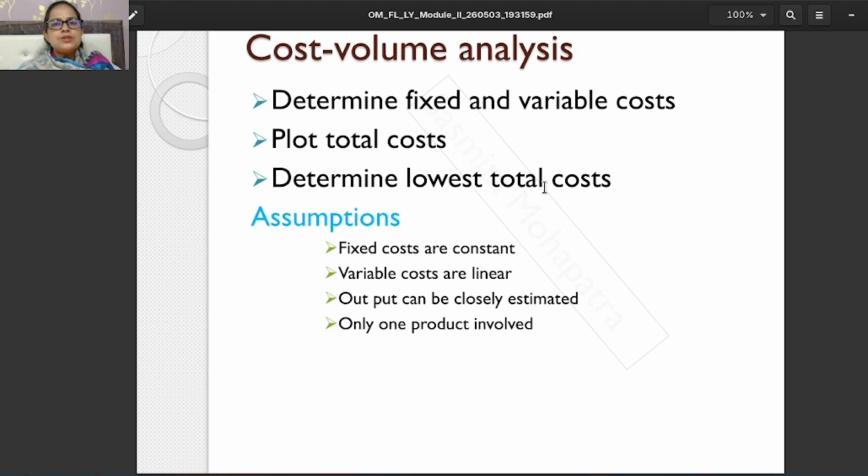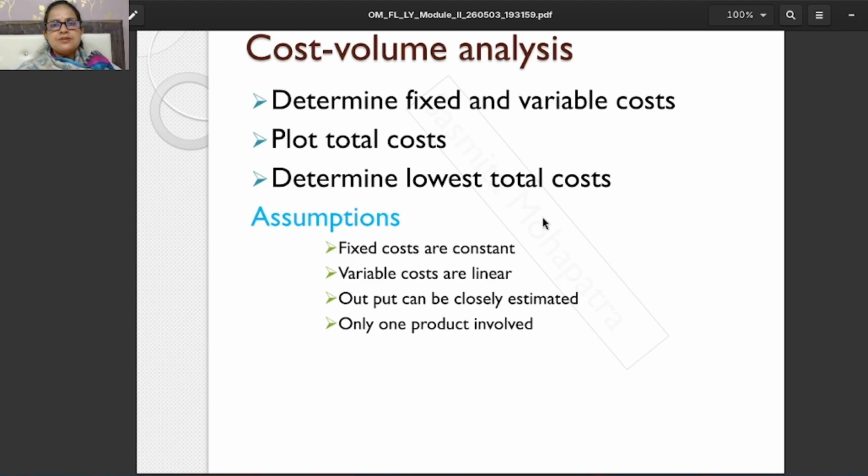Then determine the lowest total cost. We have to find the fixed cost and variable cost. Then we find the total cost by adding fixed cost and variable cost. Then what is the lowest total cost in the different locations? If 3-4 locations are there, what is the lowest cost? We have to choose that location where the total cost is lowest among the different locations.